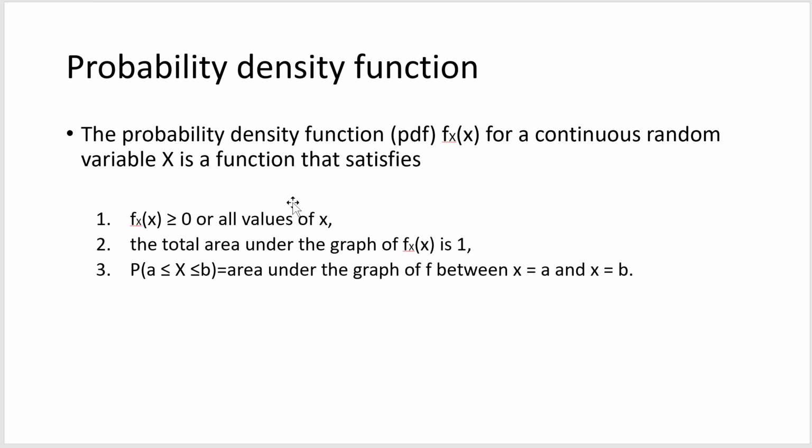So let's dive deeply into this probability density function. This f of x is for a continuous random variable X, and it is a function that satisfies the following three things. It is greater than or equal to 0 for all values of x. The total area under the curve is always 1, or 100%. And the probability that X will fall between a and b is the area under the graph between x equals a and x equals b.